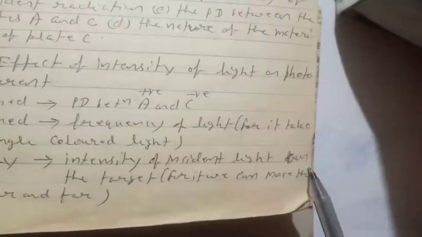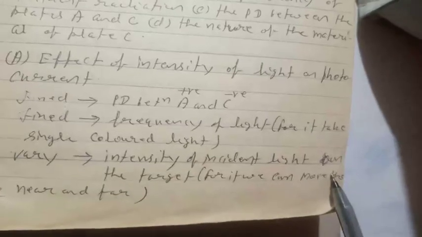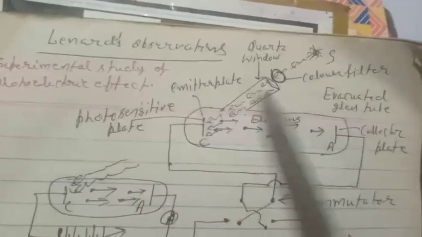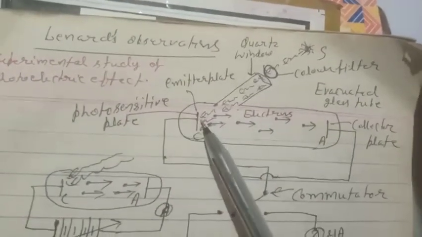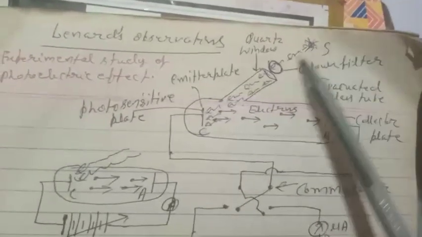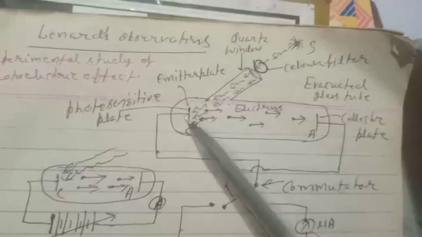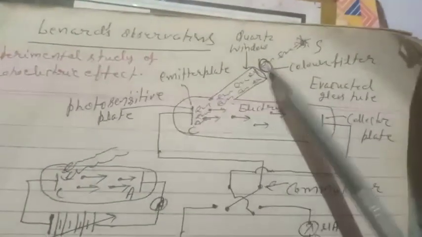Vary intensity of incident light on the target, for which we can move the source near and far. Now we have to vary the intensity of light striking these plates. So for this we have to move the source near to the plate, or away from this colored system.